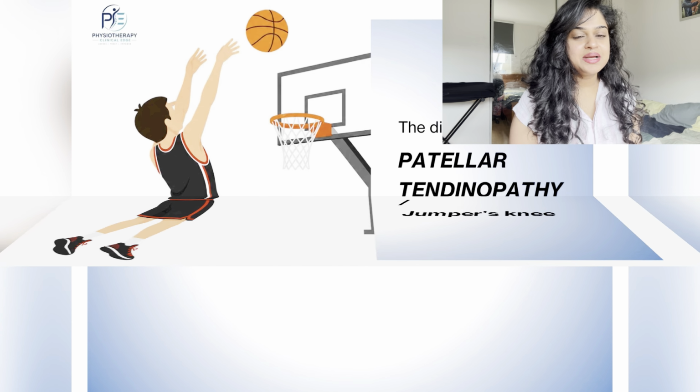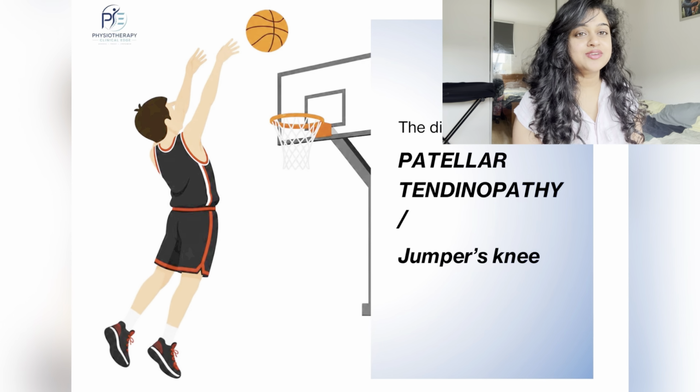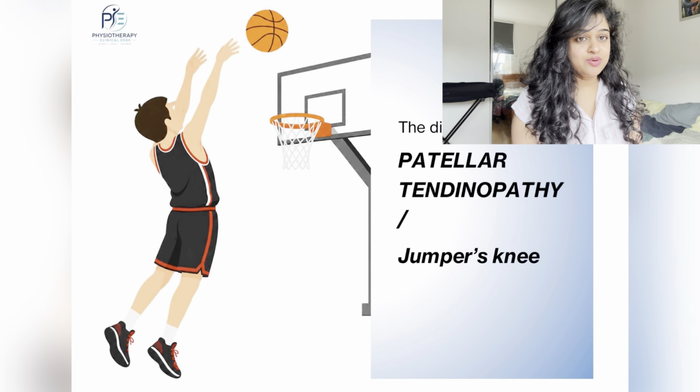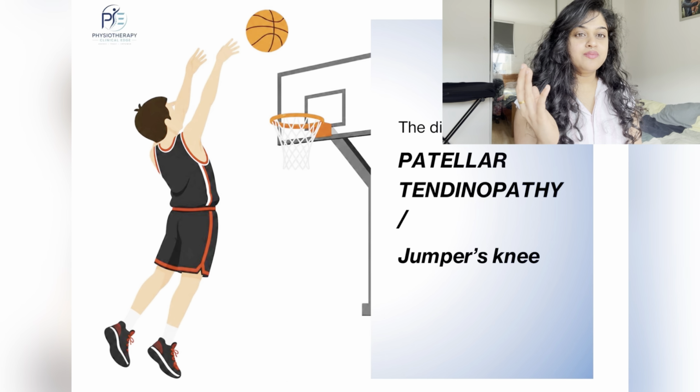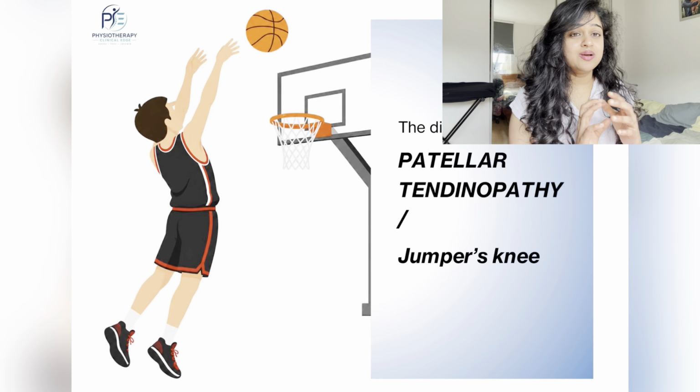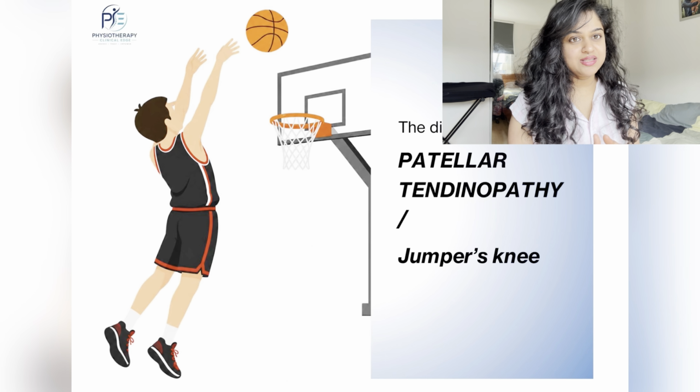And the diagnosis is patellar tendinopathy, which is also referred to as jumper's knee. This condition is very frequently seen in sporty individuals. That includes repetitive jumping and landing, sprinting, and rapid changes in direction of the knee.